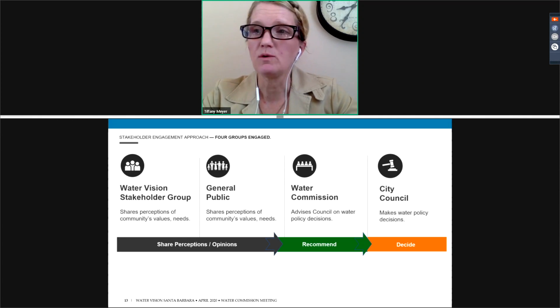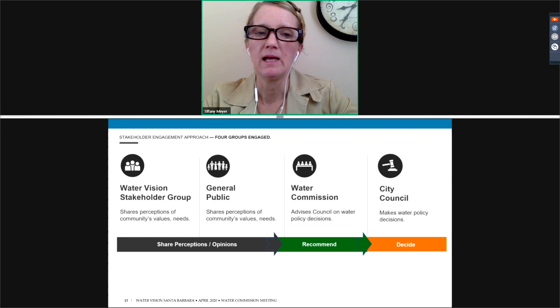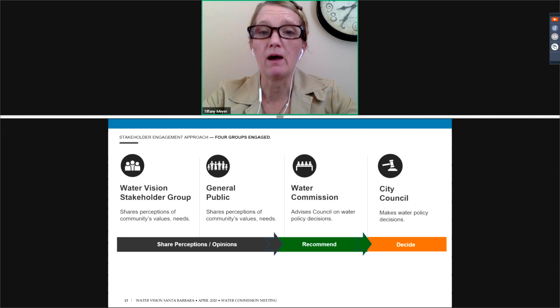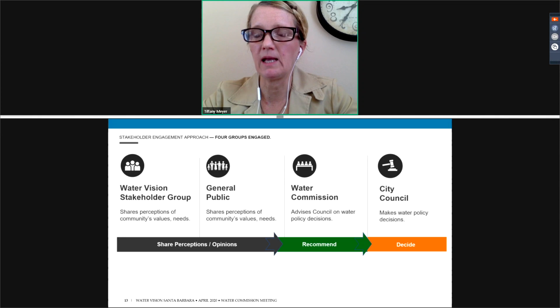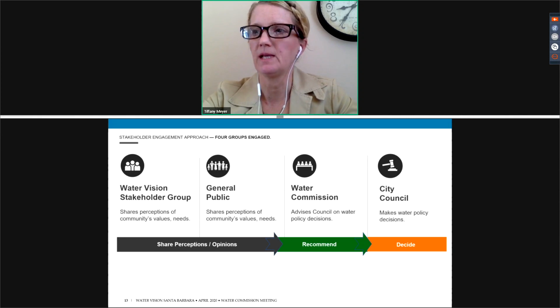In turn, stakeholders will not only be more aware of how water policy decisions are made, and as Dakota was mentioning, the value of a diverse and resilient water supply, but they'll even be advocating for that plan that the city has approved and adopted and their role in its success, especially in the area of conservation. Next slide, please.